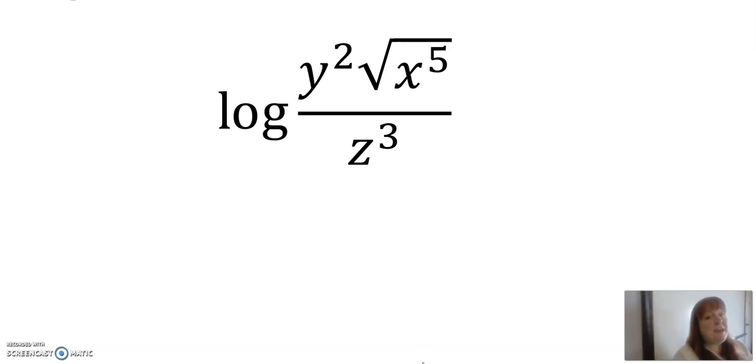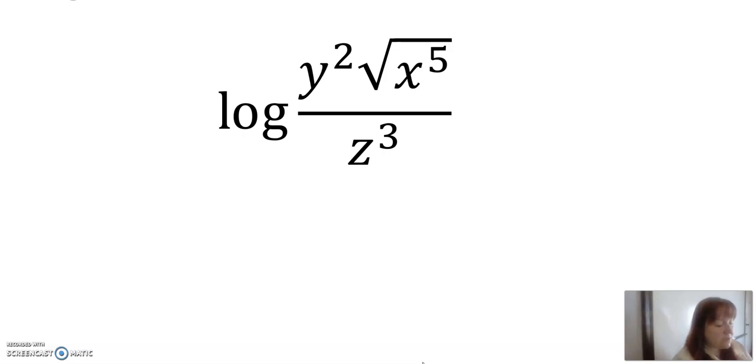We're looking to expand these logs because they're all condensed down into one log, and we want to spread them out so that there are lots of separate logs. And this is really helpful because a lot of times we can evaluate them separately, but we can't evaluate them all together. So let's go ahead and expand these out.